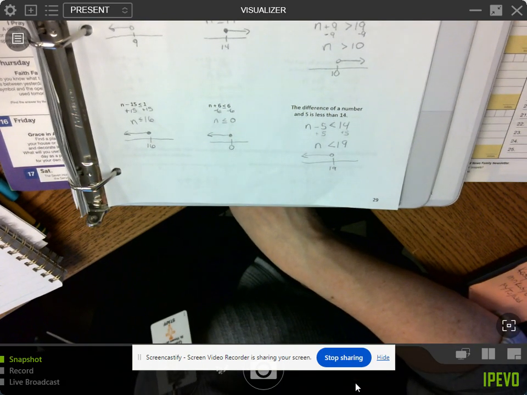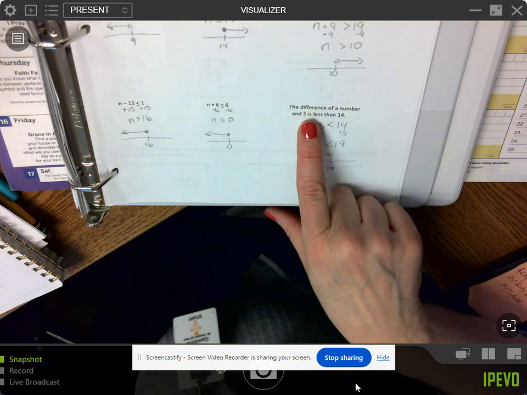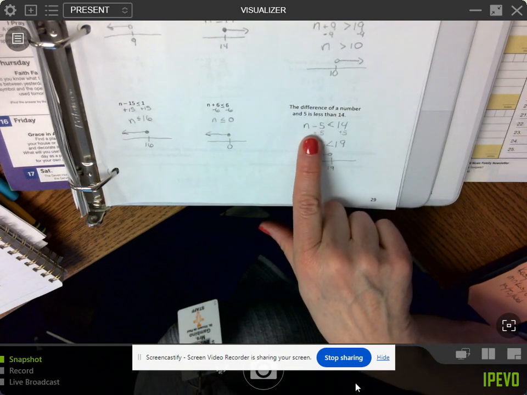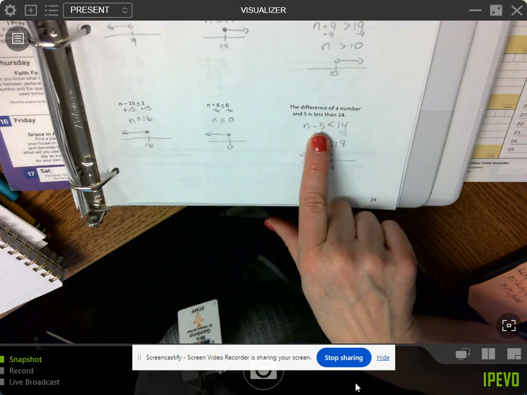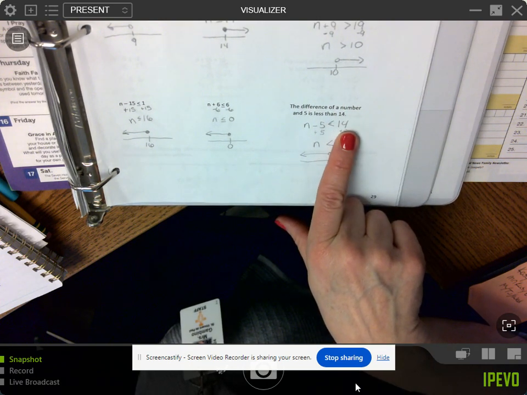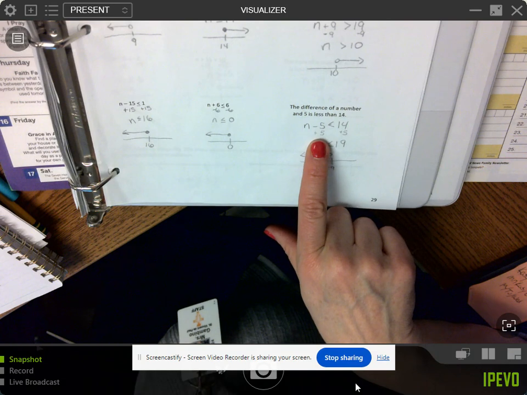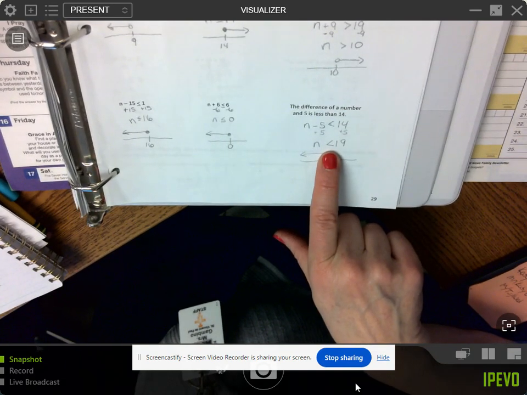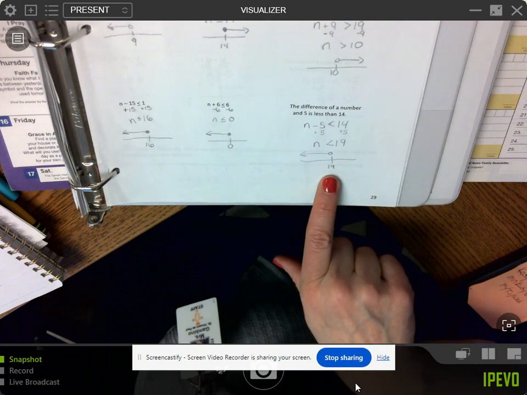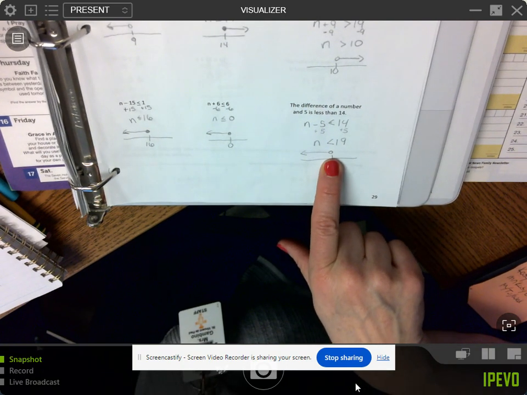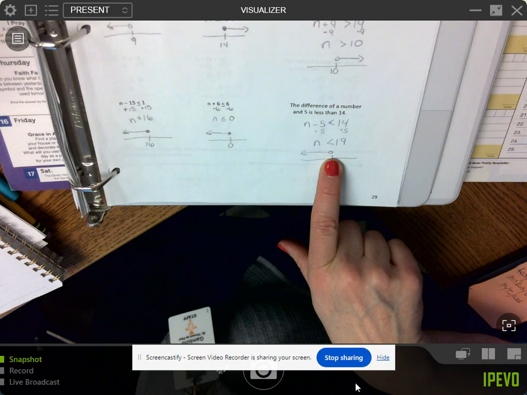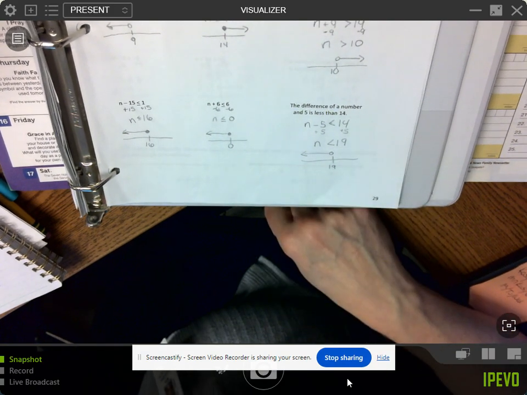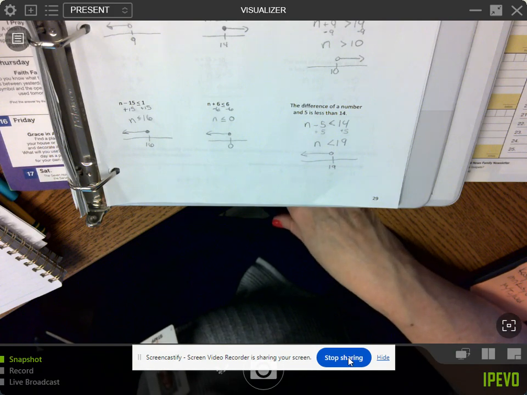Then we have the difference of a number and 5. So difference means subtract. So n minus 5 is less than 14. Opposite operations, we add 5 to both sides. So n is less than 19. Number line has a 19. Circle is open because it is not equal to, and it's pointing to the left because it is less than. Any questions on that bottom?